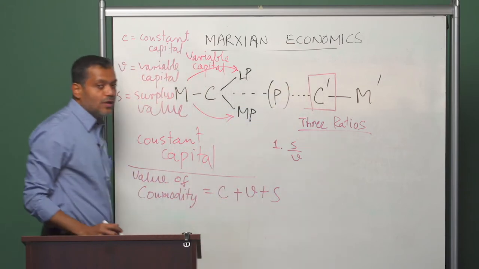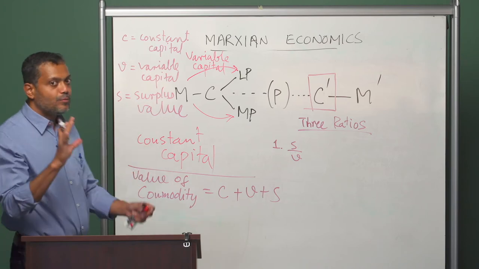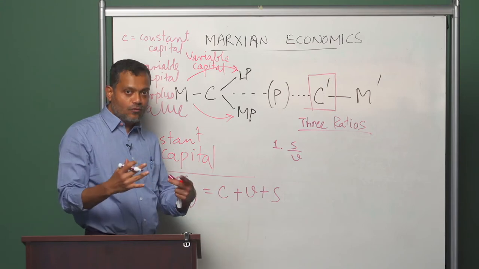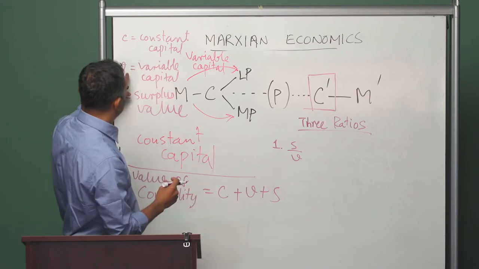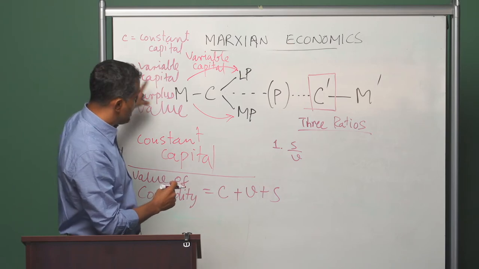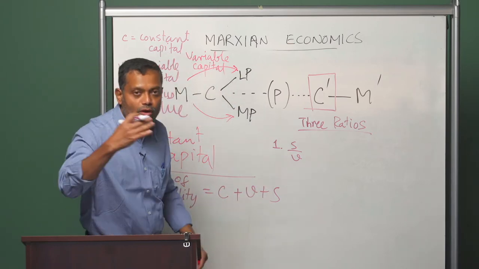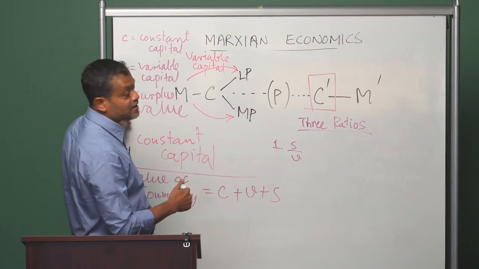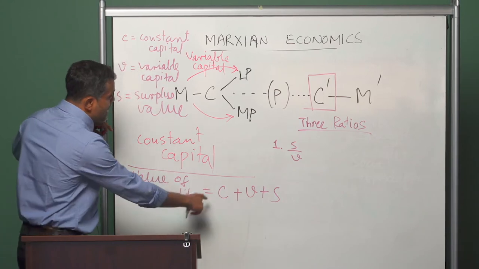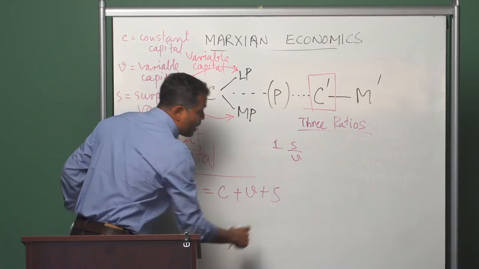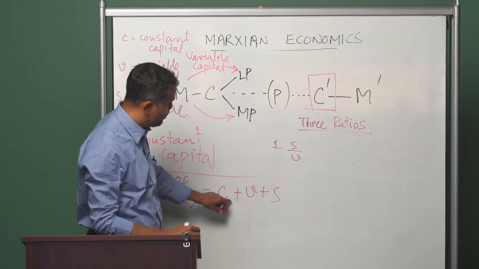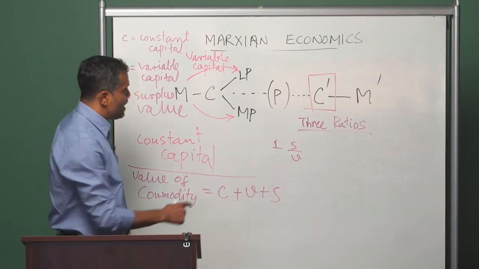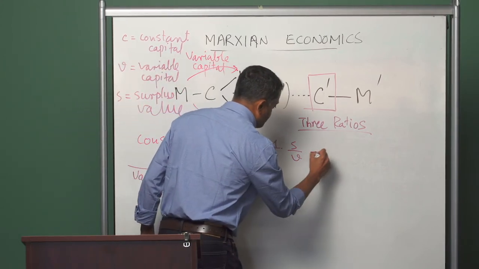Now, we know that the value that is added by labor power itself can be broken up into two parts. One part for which the worker gets its equivalence in terms of wages, which is precisely variable capital. And another part for which it does not get back anything in return, but which is appropriated by the capitalist, which is precisely surplus value. Therefore, the value of any commodity can be broken up into these three components: constant capital, variable capital, and surplus value. With these three components in place, we can now define these three ratios.